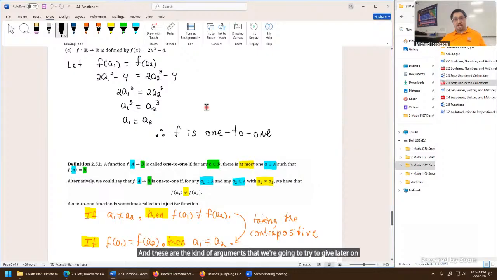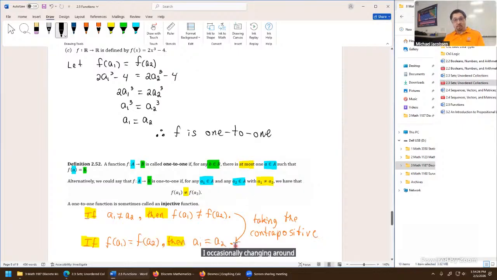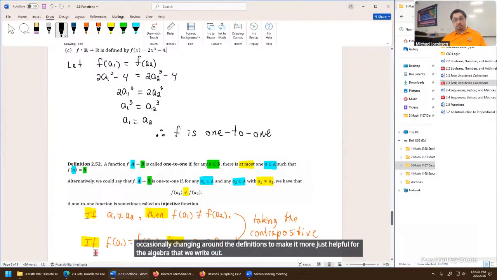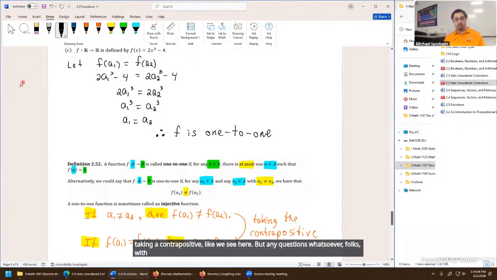Again, when we're further on in chapter 3, we'll look into onto again, one-to-one again, and see how to write these airtight kind of arguments. Occasionally changing around the definitions to make it more helpful for the algebra that we write out, taking a contrapositive like we see here. But any questions whatsoever, folks, with the conclusion on one-to-one?